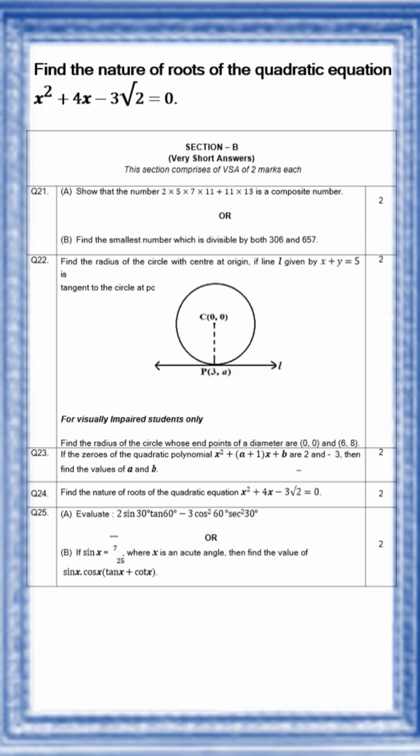The question is from section B. It is a 2 marks question and it is taken from the chapter quadratic equations. The question is: find the nature of the roots of the quadratic equation x square plus 4x minus 3 root 2 is equal to 0.